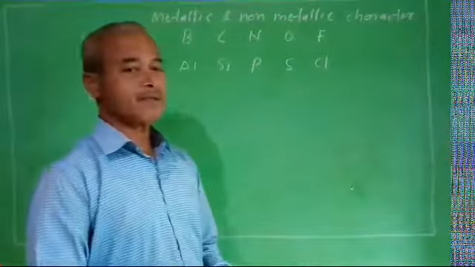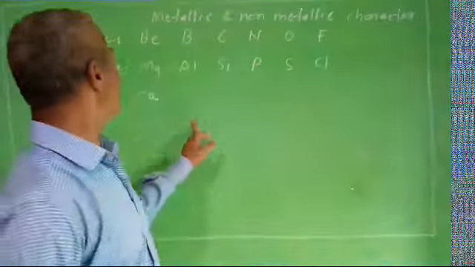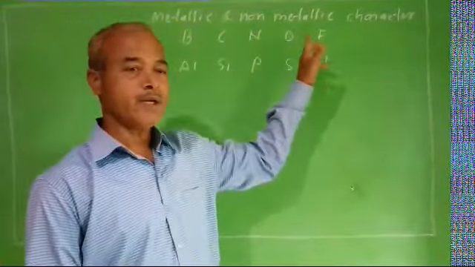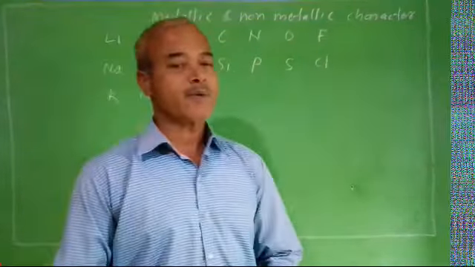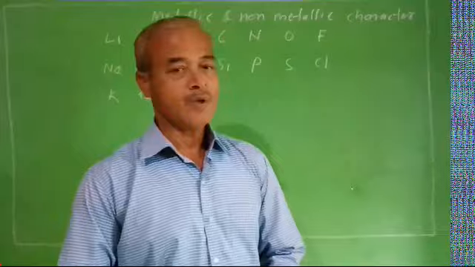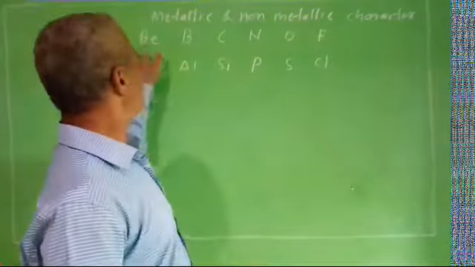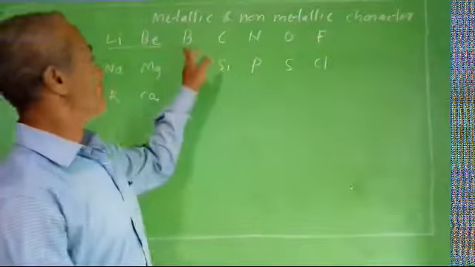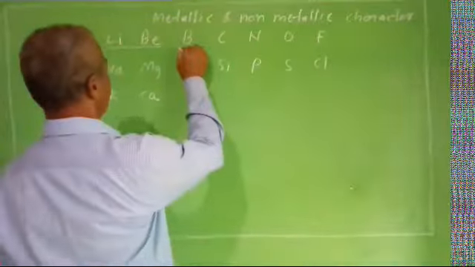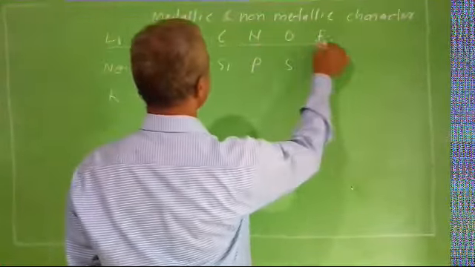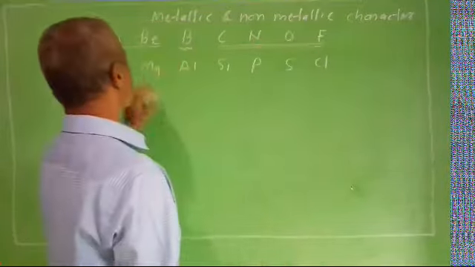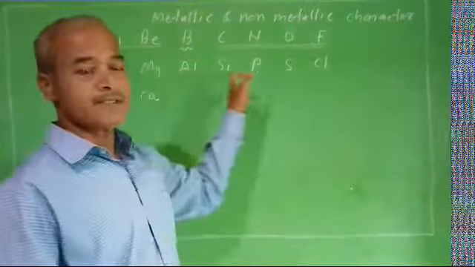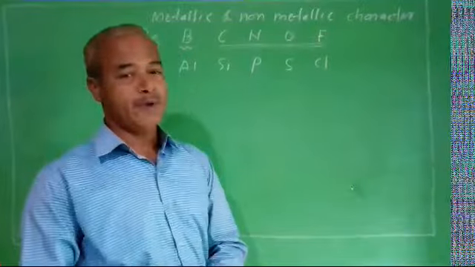As you can see, this list of elements, lithium, beryllium, boron, carbon, nitrogen, oxygen, fluorine, these elements are elements of the second period. Now, among these, lithium and beryllium are metals. Boron is a metalloid, and these are non-metals. Metals, metalloids, non-metals.